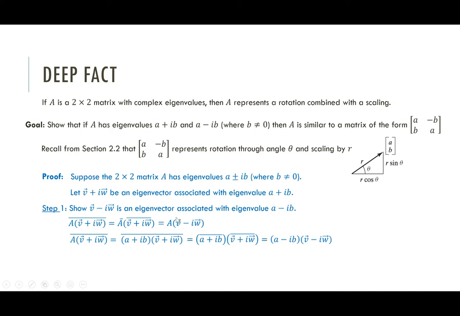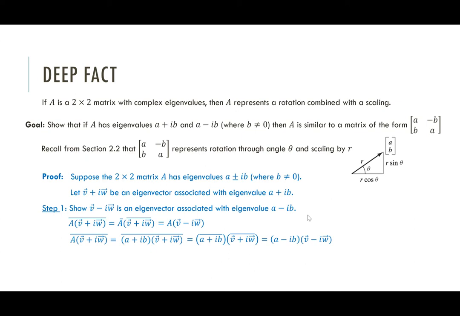And so what these calculations tell us is that A times (v minus iw) has to be equal to (a minus ib) times (v minus iw). And all this is saying is that v minus iw is an eigenvector with the eigenvalue a minus ib. So there we go, we've shown what we wanted. Starting with a plus ib, assuming it has some complex eigenvector, we've shown that the complex conjugate v minus iw is also an eigenvector with eigenvalue the complex conjugate. Okay, that was a mouthful, but we're there. So step 1 proved.